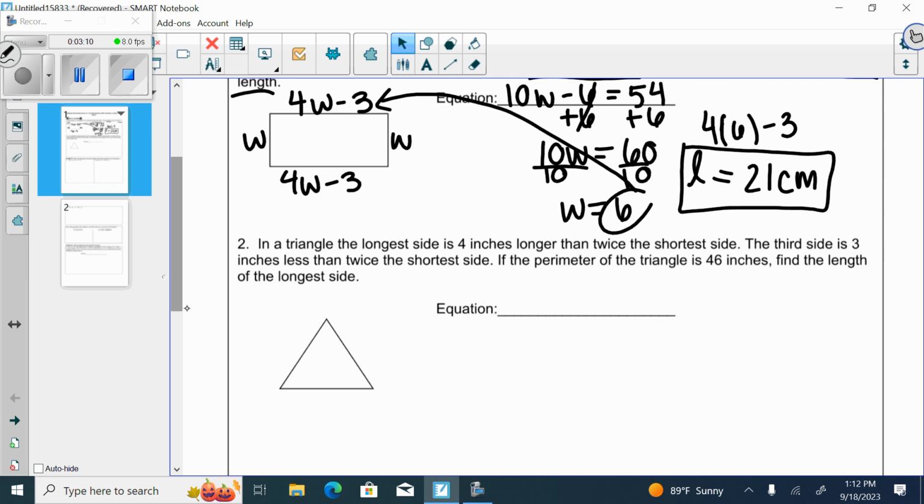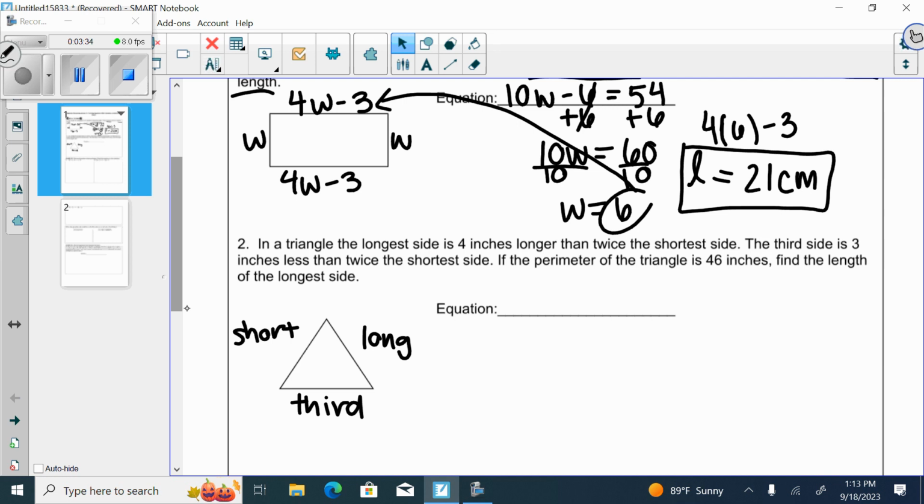Okay. Number 2 says in a triangle, the longest side is 4 inches longer than twice the shortest side, and then we have a third side that is 3 inches less than twice the shortest side. So remember, we've already done a couple like this. Just go in and label your different sides. The shortest side, the longest side, and the third side.